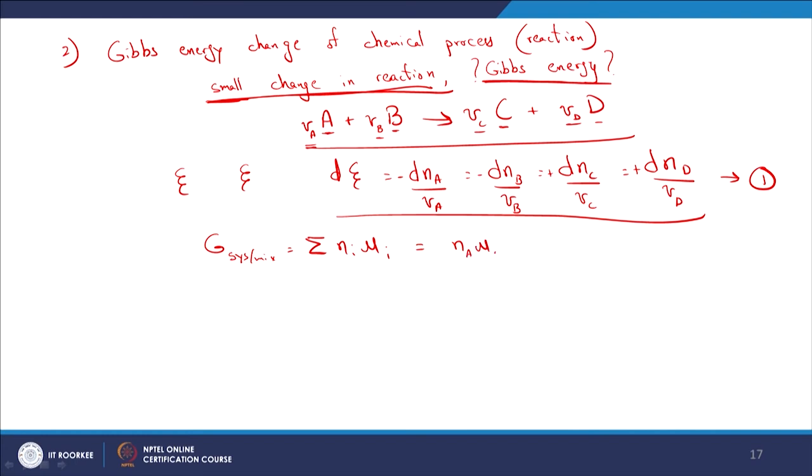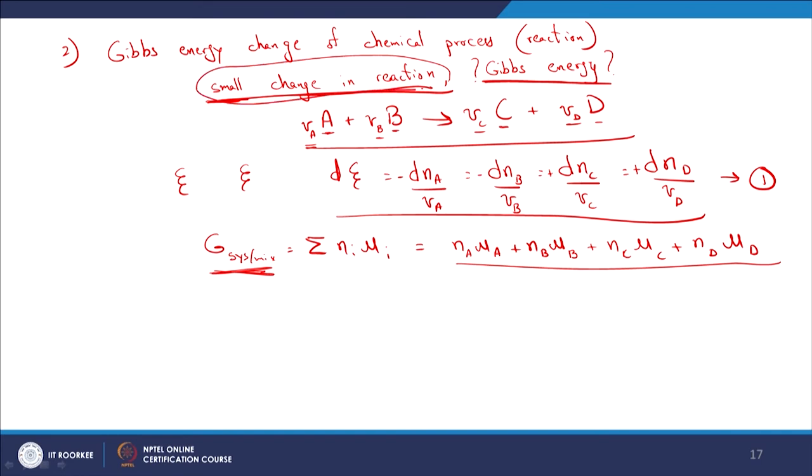Na mu A plus Nb mu B plus Nc mu C plus Nd mu D. Yes, and we have that here. And so obviously, again, what are we looking at? This is the initial Gibbs energy of the system or the mixture, as in this particular term or set of variables here. And what do we want though? We want to observe for a small change in reaction, how is the Gibbs energy changing? And we already defined a small change in reaction as dz.